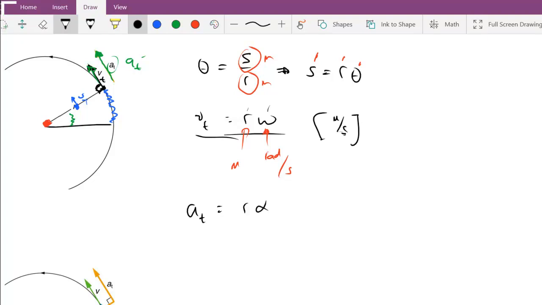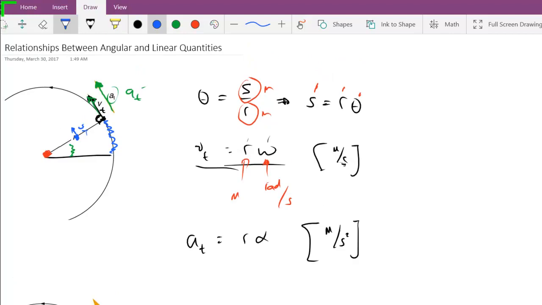And again, following the same reasoning behind why the units of tangential velocity were meters per second, the units of the tangential acceleration are meters per second squared. This is because the radians kind of fall away. So the tangential acceleration is the radius times your angular acceleration.